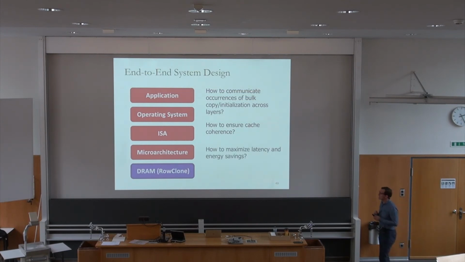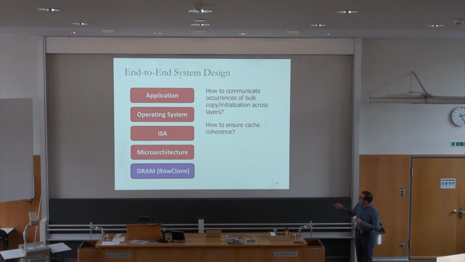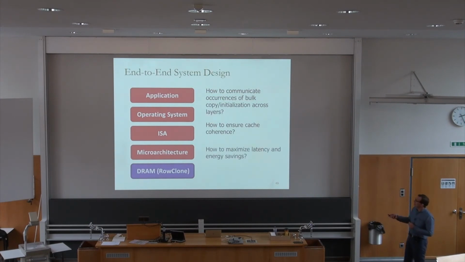How do you maximize the latency and energy savings? That's another question. Actually, before, who ensures the cache coherence is another question over here. Does it the software? Is it the hardware? Usually hardware approaches are much more efficient, but software approaches can flush the caches also. Okay, how do you maximize the latency and energy savings? This is also important because, as I showed you, latency and energy savings are very heterogeneous. If the source page and the destination page are in the same subarray, you get a lot of savings. If they're in different banks, you get less so.